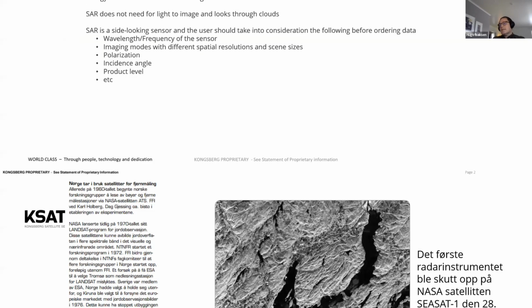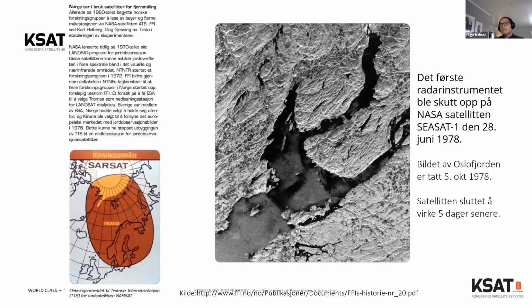So SAR satellites have been around since 1978 or 79. This is the first SAR satellite, Seasat, made by NASA. And this is an image of Oslo Fjord from October 1978.